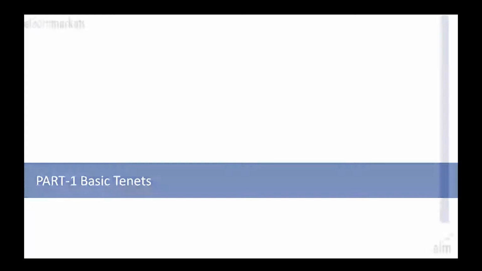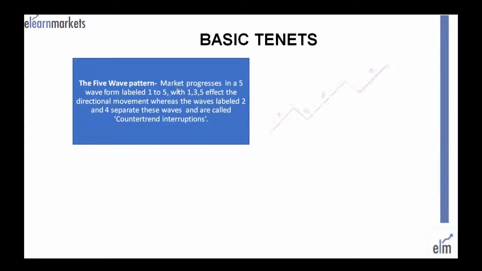So we'll start with the basic tenets of Elliott Waves. We will be discussing 3 tenets. The first one is the 5-wave pattern. Market progresses in a 5-wave form, labeled 1 to 5 as visible in this diagram. This 5-wave form affects the directional movement, whereas the waves labeled 2 and 4 separate the waves and are called counter trend interruptions. So in Elliott waves, progression happens in the form of 5 waves. Out of these 5 waves, waves 1, 3 and 5 give effect to the directional movement, whereas wave 2 and wave 4 can be called rest waves or counter trend interruptions.